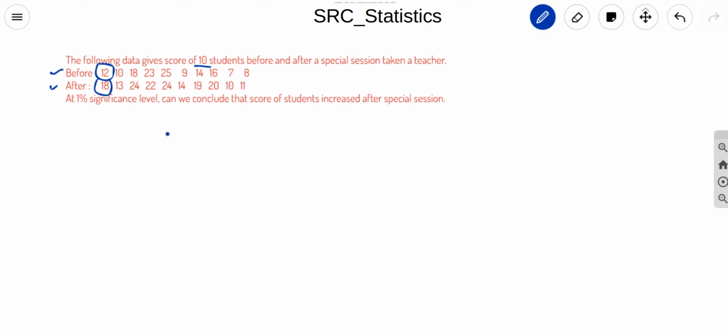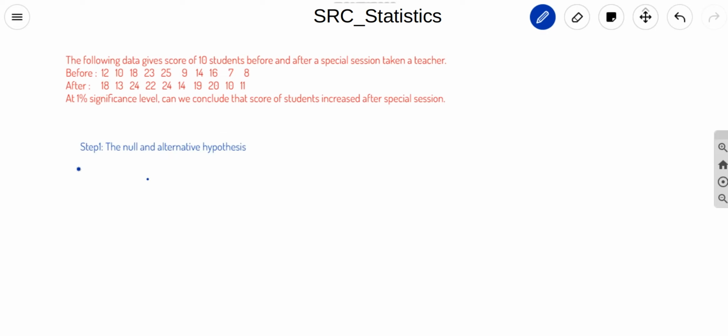So we shall start with a step-by-step method. First we formulate the null and alternative hypothesis. Before that, let us see how we formulate them. Let mu1 be the mean score of students before the session and mu2 be the mean score of students after the session. We define another mu d, which is equal to mu1 minus mu2, the difference of mean score of students before and after the session. And our hypothesis will be based on this mu d.